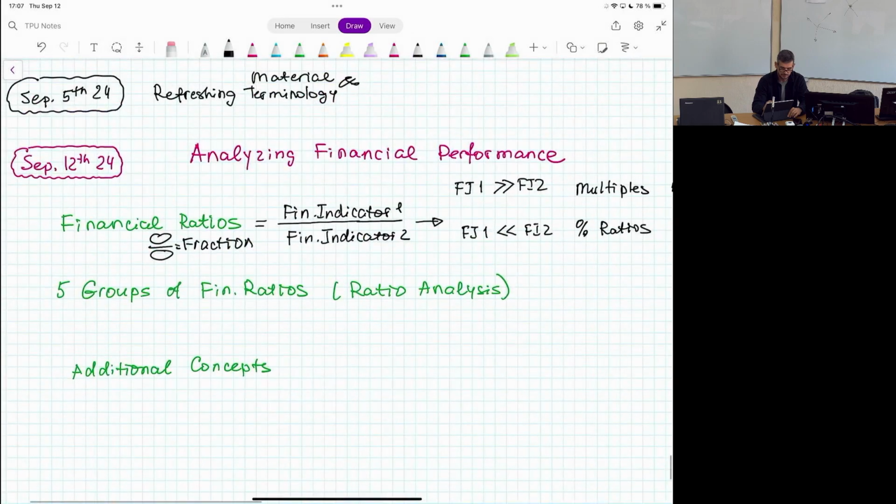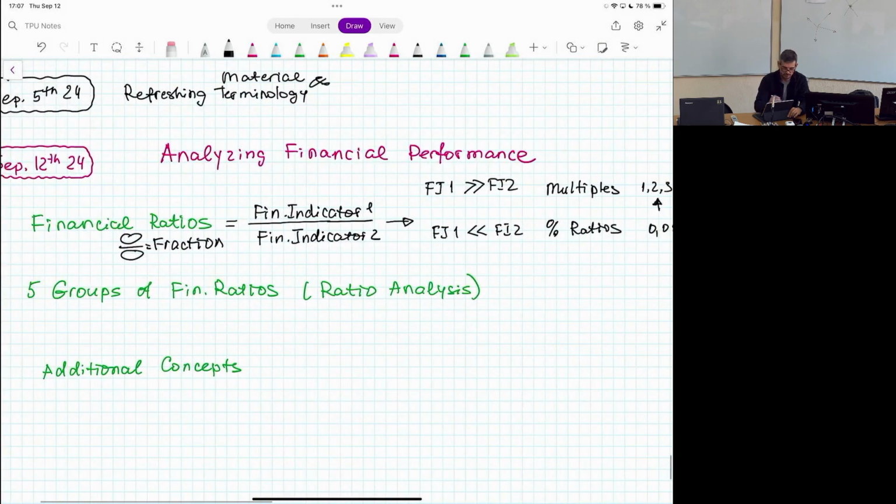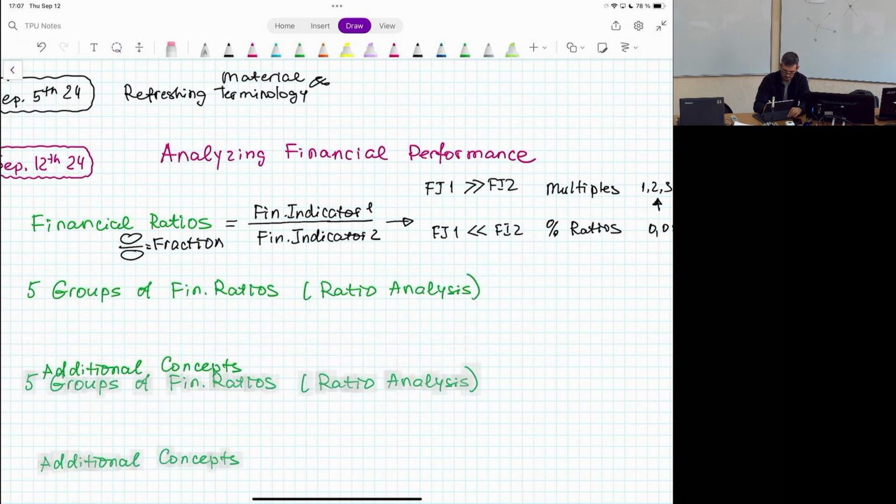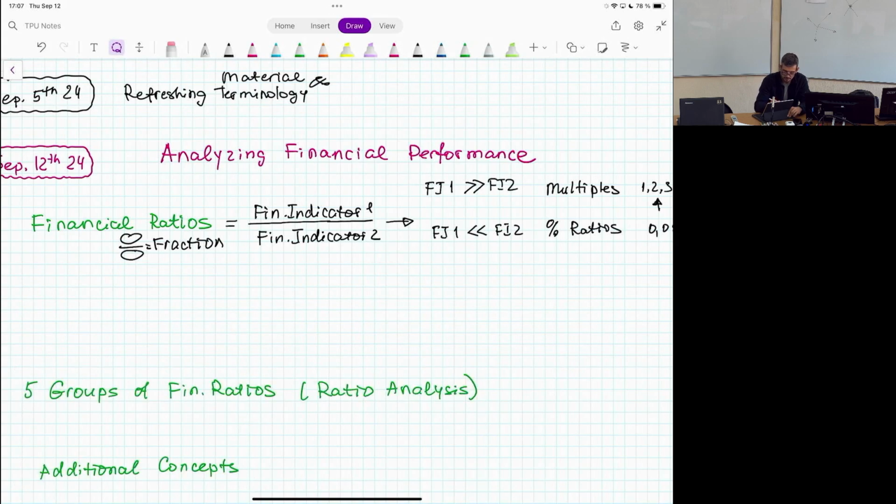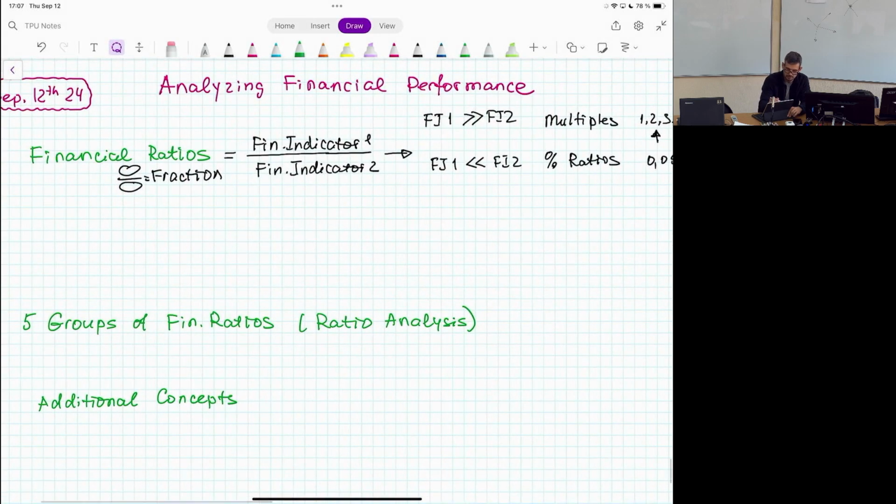Now, financial analysis, or analyzing financial performance, I use this analogy. Let me drop down this text a little. I want to say something here. Financial analysis, it's like, oh, maybe I can draw a picture here. To me, it looks something like this.